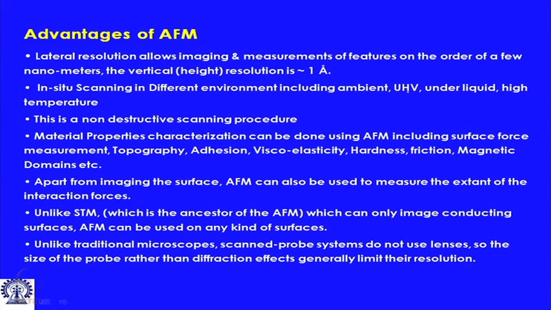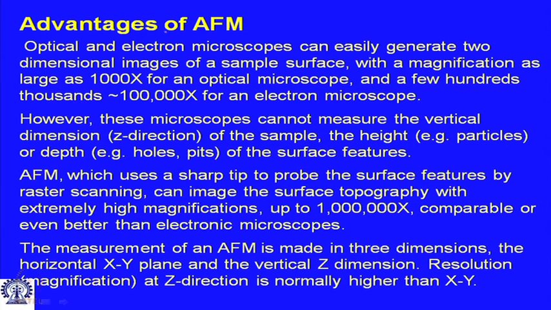And unlike a traditional microscope, SPM systems do not use lenses. So, the size of the probe limits the resolution of your feature rather than the diffraction effects that typically limit the resolution in optical microscopes as well as in scanning electron microscopes. So, this is a comparison of AFM with other classes of microscope, optical or electron microscopes. Optical and electron microscopes can easily generate two-dimensional images of a sample surface with magnification as large as 1 million times for an electron microscope.